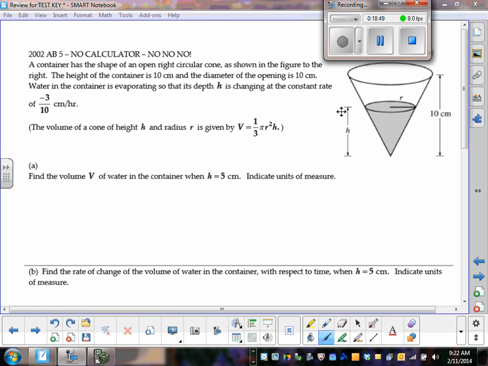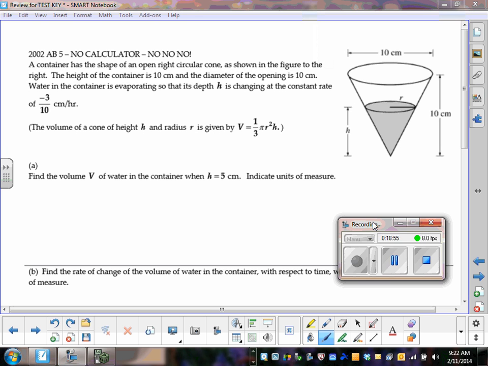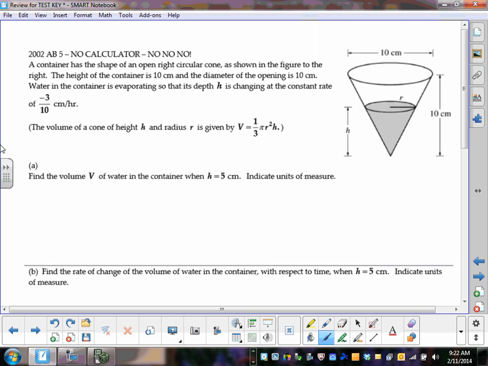Okay, so the next problem is the dreaded cone problem. This container has the shape of an open right circular cone. We would be given the formula for the cone. They are giving me the diameter, however, so we have to adjust as the radius is only 5 centimeters. And so we have the proportion that R over H is equal to 5 over 10, or 1/2. So R equals 1/2 H, or vice versa, 2R could equal H.